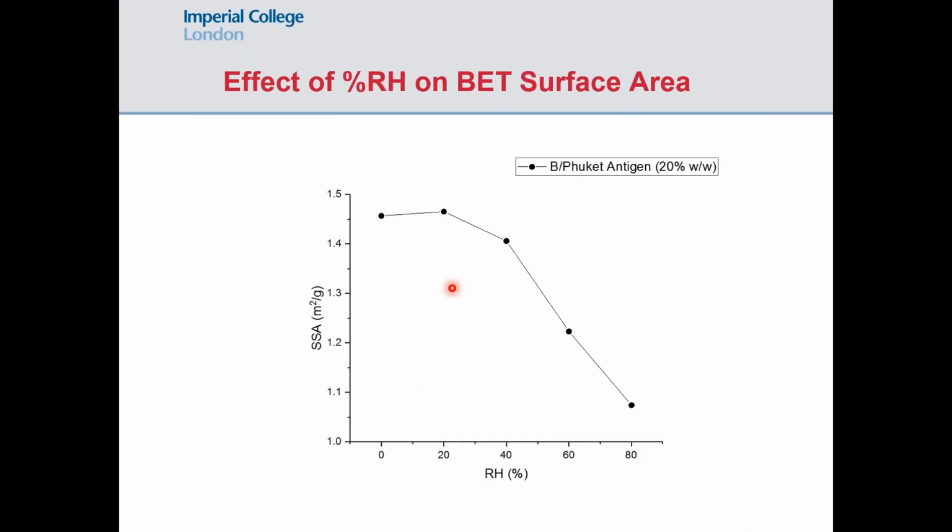Here's some data looking at one of the materials where we can see we measure the surface area as a function of humidity. And you can see here, this is an antigen, and the surface area decreases by quite a lot due to humidity changing the properties of the particles in the freeze-dried material.